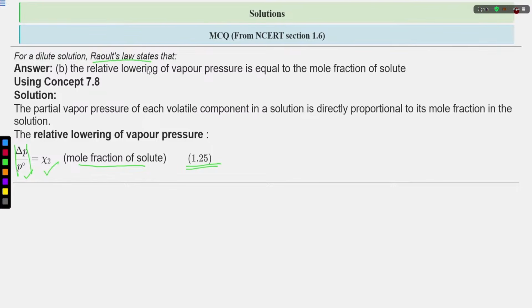The correct answer is option B, the correct definition for Raoult's law, which says that the relative lowering of the vapor pressure is equal to the mole fraction of solute. Now let's move on to the next question.